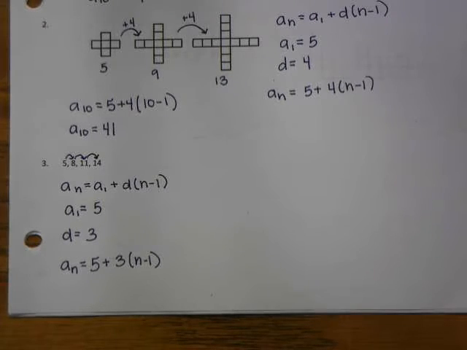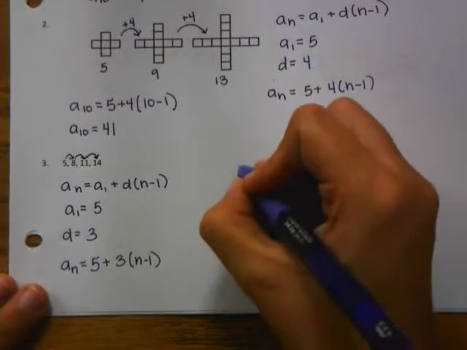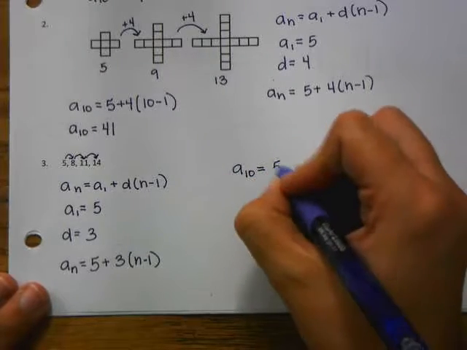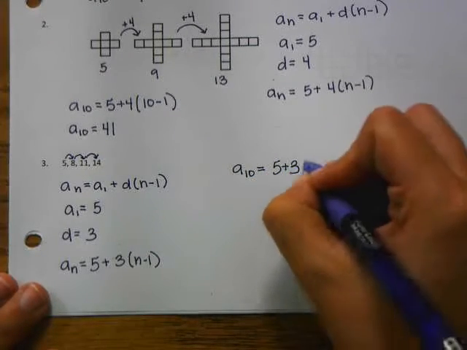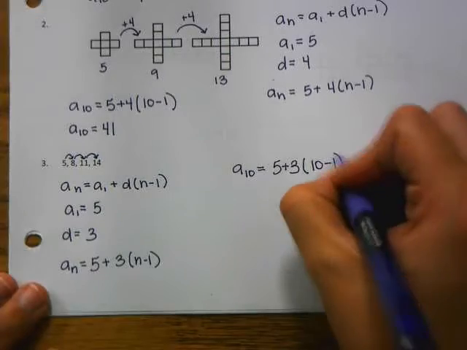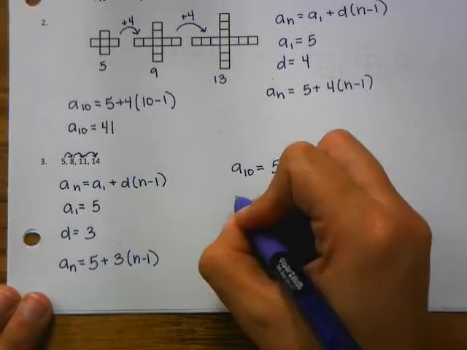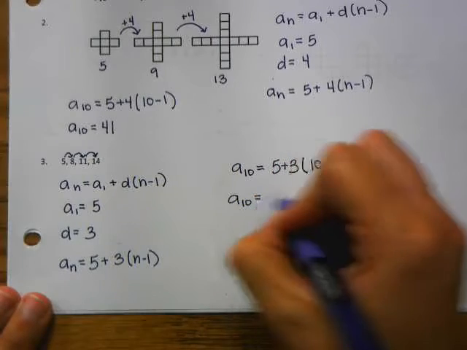And then, are we done? Hopefully you answered no. So we have to find a10. Okay, so I would do 5 plus 3 times 10 minus 1. Type this into my calculator. So a10 equals 32.